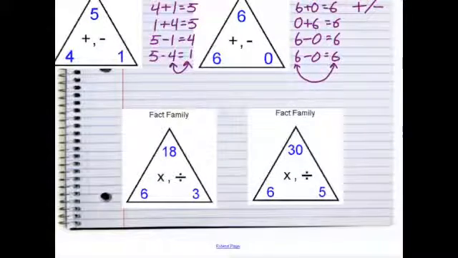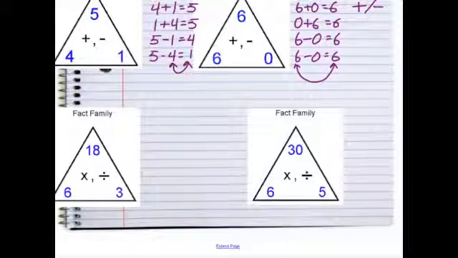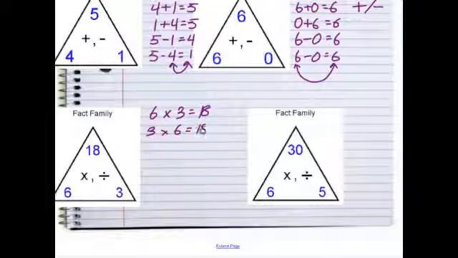I'm going to do a couple fact families in terms of multiplication and division. So the first one says 18, 6, and 3. So how can I combine those numbers to create that fact family? Well, 18, let's start with multiplication. So 6 times 3 equals 18. 3 times 6 equals 18. 18 divided by 3 equals 6. And 18 divided by 6 equals 3.